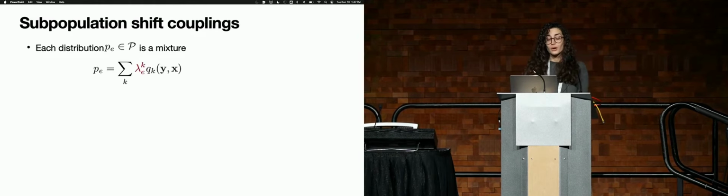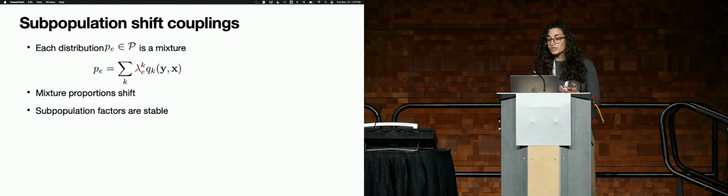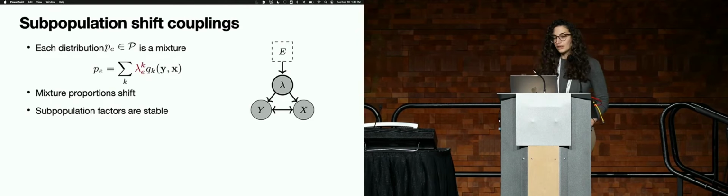The first set of couplings is subpopulation shifts. In this type of coupling, each permissible distribution can be expressed as a mixture over different distributions of subpopulations. And different distributions within the coupling will have different proportions over each one of those subpopulations. So this lambda vector, which denotes the proportion of each subpopulation, can vary from distribution to distribution, but the factors that correspond to the joint distribution within a subpopulation are stable. So the DAG here might look something like this.